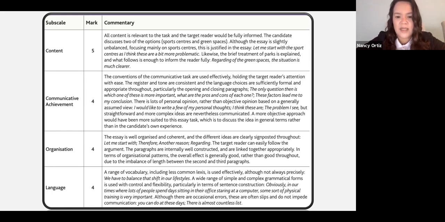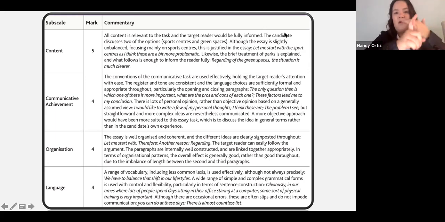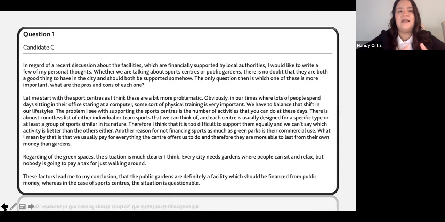Example, you can do at these days. There is almost countless list. So this person probably got the C1 at least in writing, okay? Because the grades were good. As you can see, the person still made mistakes in grammar, in vocabulary, but the marking was good, okay? This kind of essay is what is needed from you.